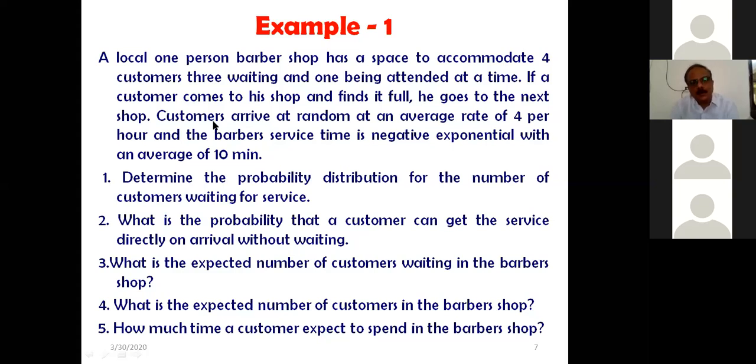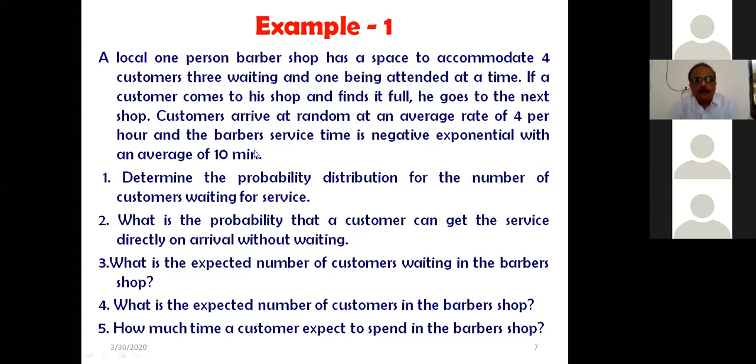Customers arrive at random at an average rate of 4 per hour. So this is the arrival rate, lambda, the arrival rate of the customers. Customers arrive at random at an average rate of 4 persons per hour. So lambda is equal to 4 per hour.